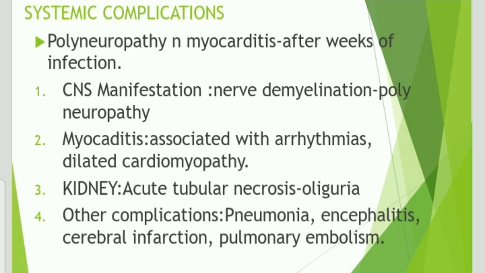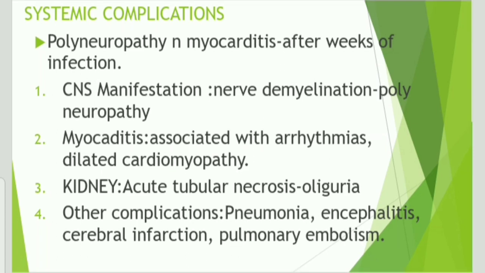And the next one is myocarditis. It is associated with arrhythmias and dilated cardiomyopathy. And the other systemic complication is acute tubular necrosis, which leads to destruction of the renal tubules, which leads to oliguria, that is, decreased urine production. And the other complications are pneumonia, encephalitis, cerebral infarction, and pulmonary embolism.